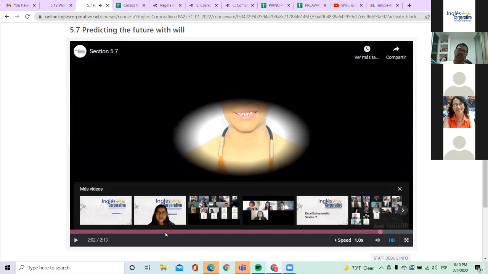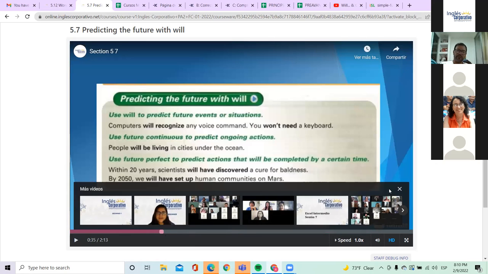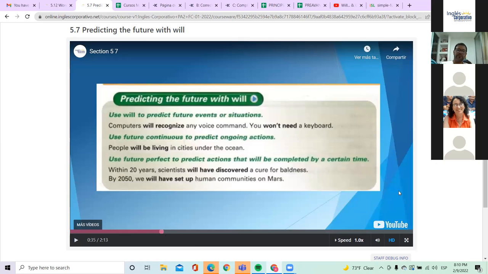Alrighty, so let's go back a little bit. Let's start from the beginning right here. So we have three examples of how we can use the future with will to predict actions or events that are going to happen in the future, right? So who wants to help me read and practice this usage? Okay, go ahead.